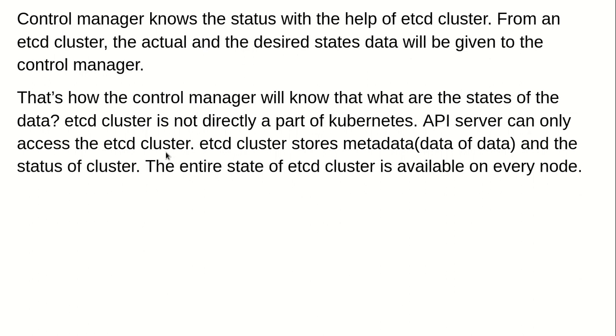Alright, so if the control manager wants to access the information, or the kube scheduler wants to access the information, it will first contact the API server, and from the API server the request will go to the etcd cluster. The etcd cluster will give the information back to the API server, and from the API server the information will be given to the control manager. Alright. So the etcd cluster stores metadata.